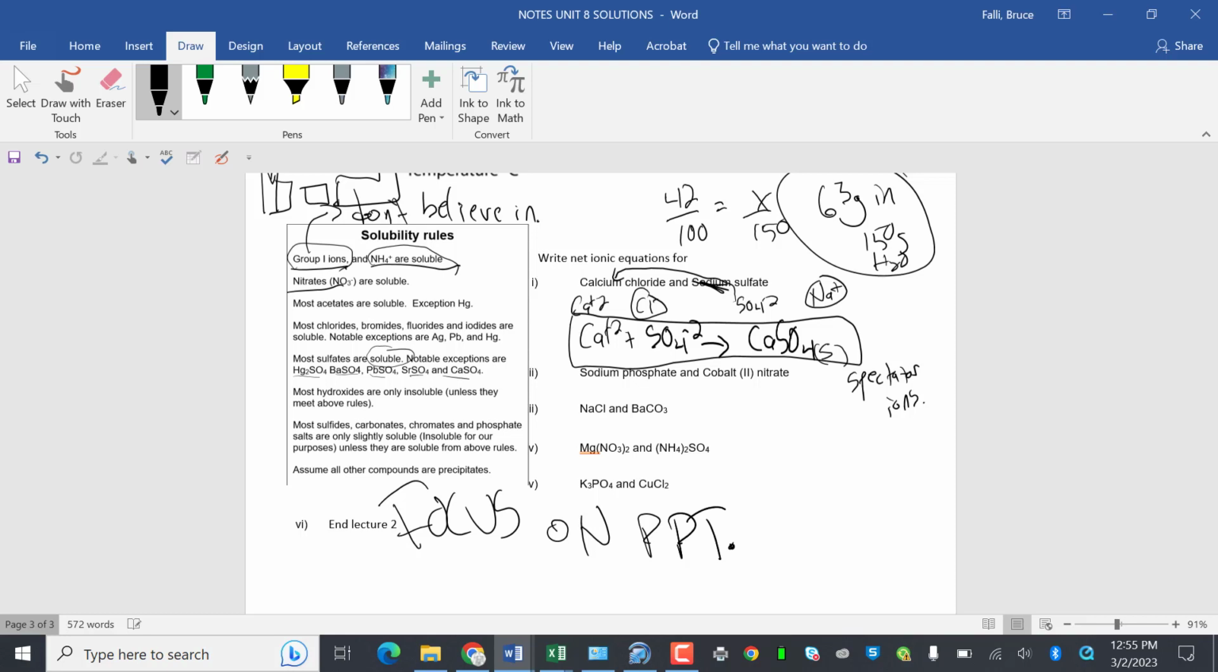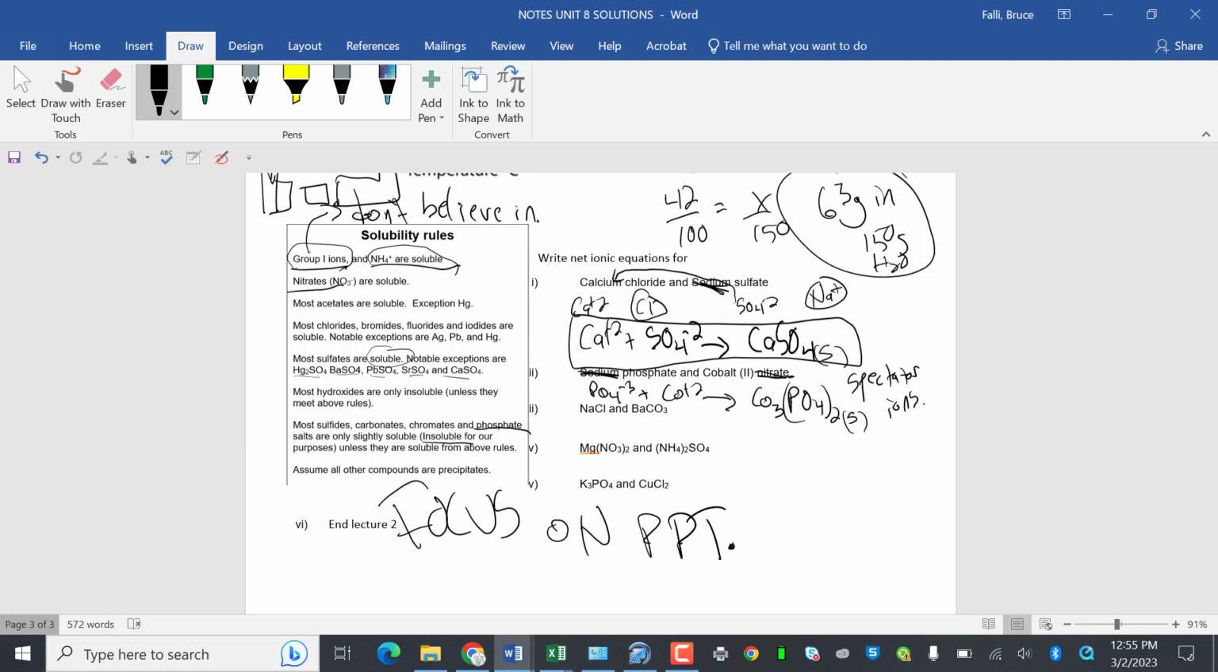Sodium phosphate. Sodium's group 1. Nitrate. Always soluble. Makes life easier. So now I've got to check PO4 negative 3 plus cobalt plus 2. That's going to be Co3(PO4)2, taken twice, maybe. I've got to check my phosphate rule. Most phosphates are insoluble unless from the above rules, which means this. So insoluble means it's going to be a solid.